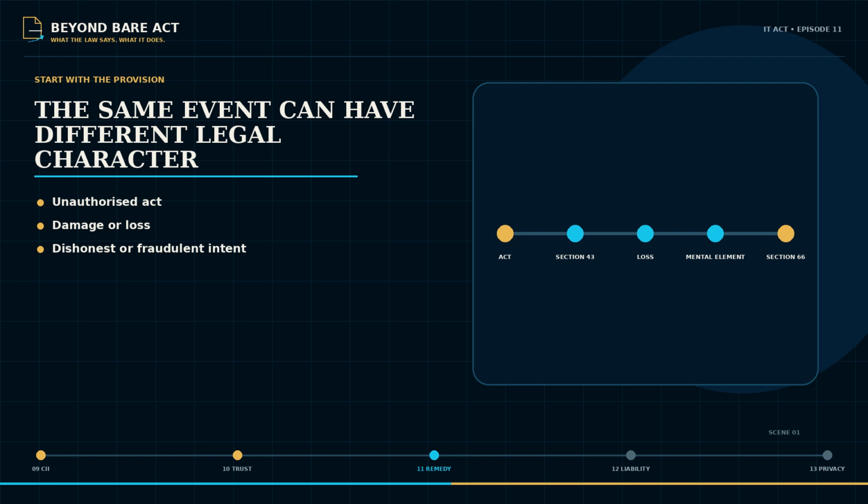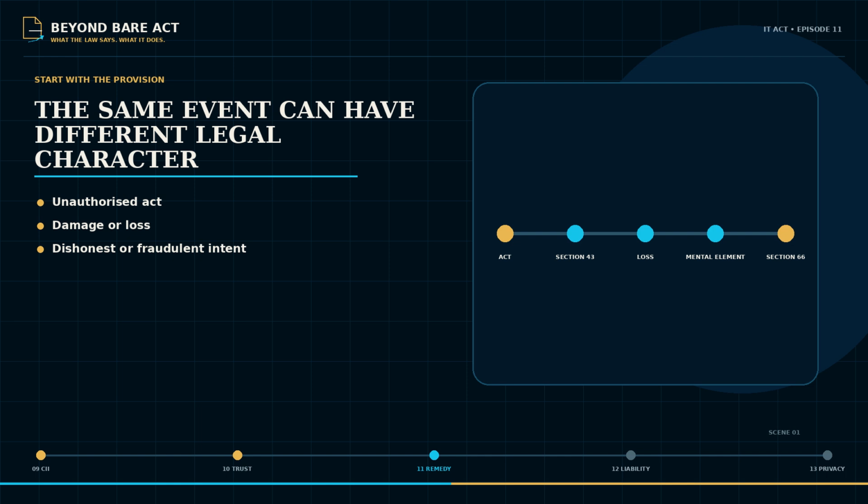Section 43 addresses specified acts involving a computer system, or network when done without permission, including forms of access, copying, introducing contaminants, damage, disruption, denial, and assistance, with compensation consequences. Section 66 makes the Section 43 acts criminal when they are done dishonestly or fraudulently. That additional mental element is not decorative.